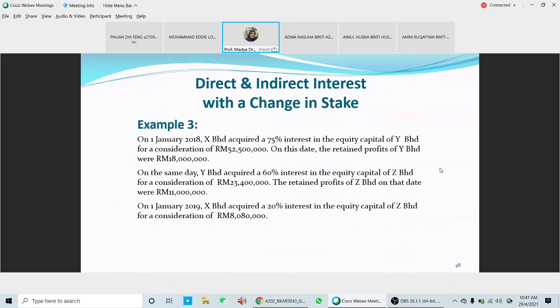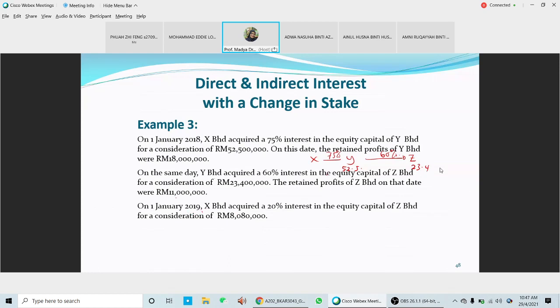Example 3. Okay, X acquired Y 75%. For cash considerations here is 52.5 million. On the date, the return profit was 18 million. RE was 18 million. And then it said that on the same day, Y acquired Z. Okay, Y acquired Z 60%. For cash considerations here is 23.4. Return profit was 11.